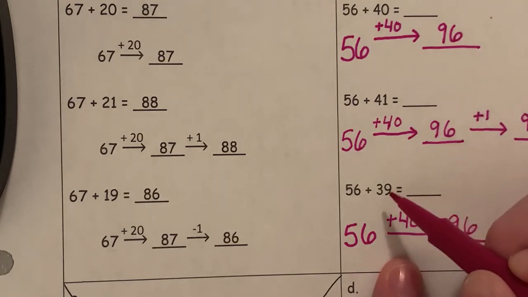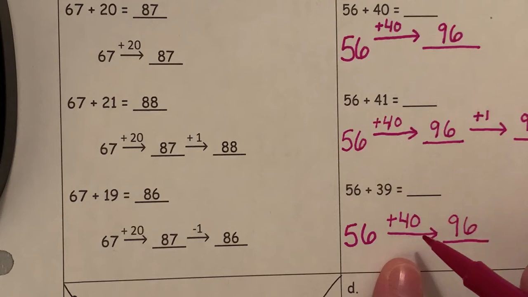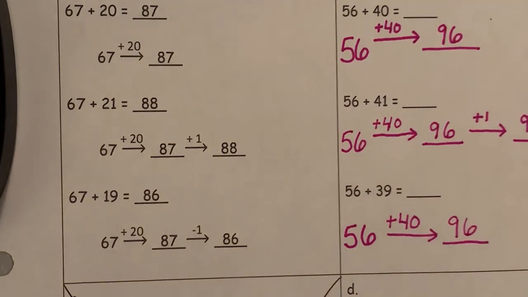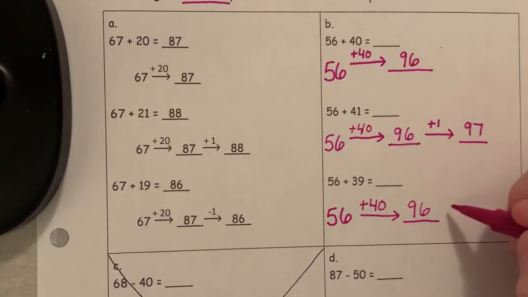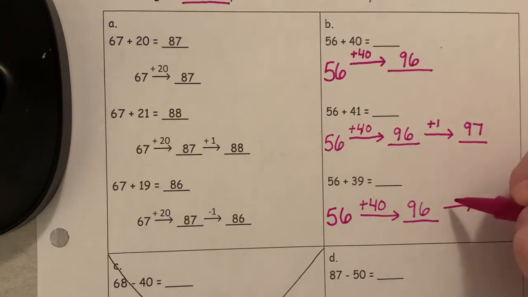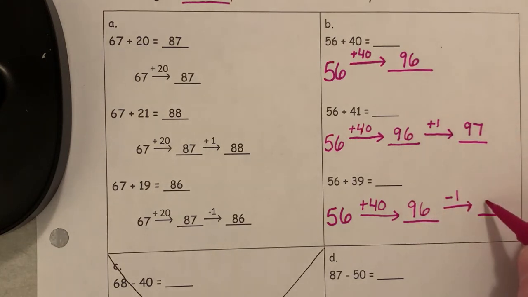But remember, this time we're only adding 39, and we added 40. So this time we need to draw another arrow, but this time we're going to subtract 1. So now 96 minus 1 gives us 95.